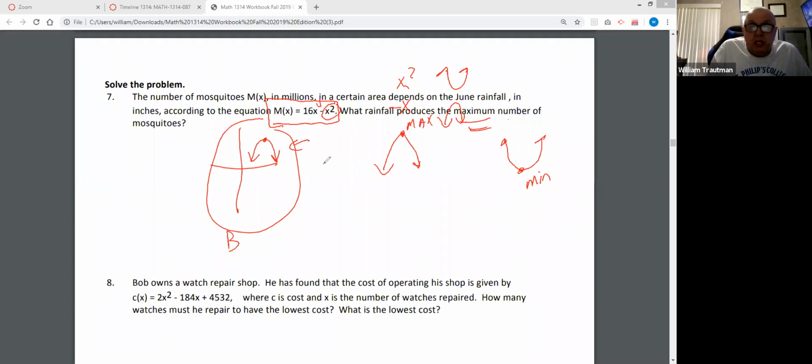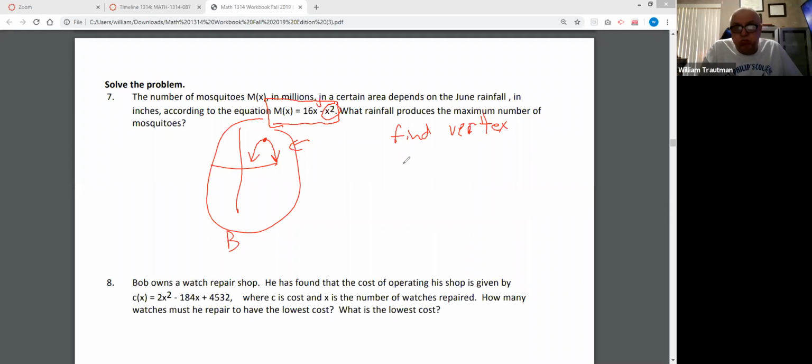So we want to find the maximum rain, what rainfall produces the maximum number of mosquitoes. So we just need to find the vertex. And we're going to do that on both of these problems. Now we've already done that. Remember vertex, you have an X component and a Y component.